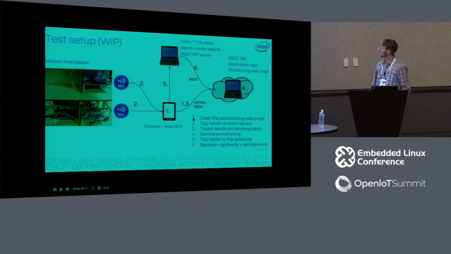So again, here is the same sequence that I presented earlier. I opened the provisioning web page, which runs on a laptop. It has a REST interface, it has a database, it implements the application logic of the smart home, and it also has a provisioning web page. So I open that provisioning web page, and then I go and tap the tablet on each NFC tag associated to the sensors. And then the data is here, and it sends it to the server.